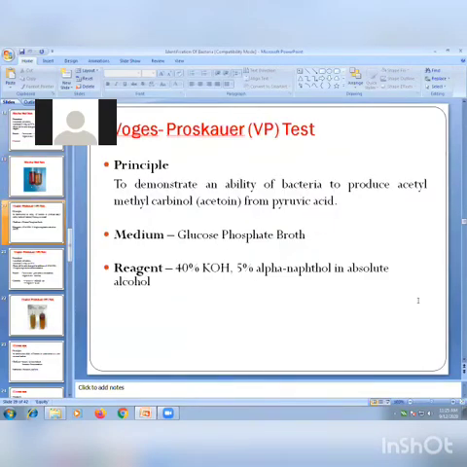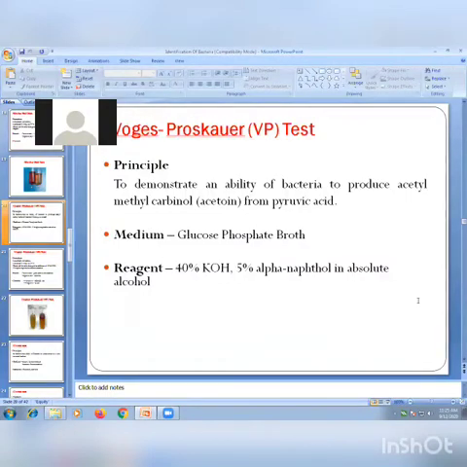Now the third test from the IMViC tests is the Voges-Proskauer test. In short, we call it the VP test. So VP means Voges-Proskauer. What is the principle? To demonstrate the ability of bacteria to produce acetyl methyl carbinol, acetoin, from pyruvic acid. Acetyl methyl carbinol from pyruvic acid.